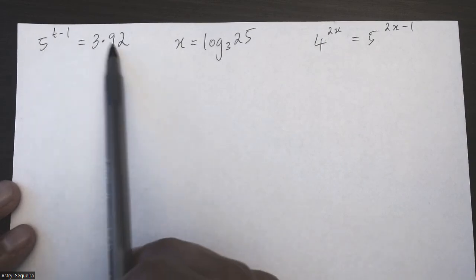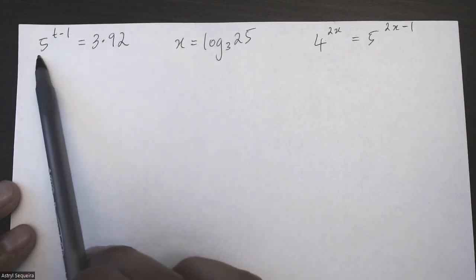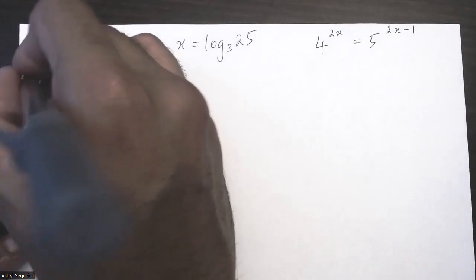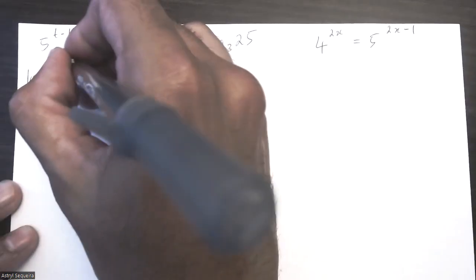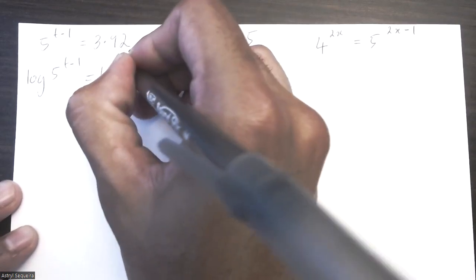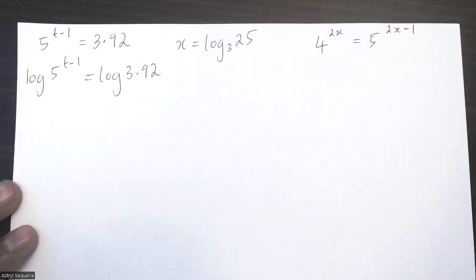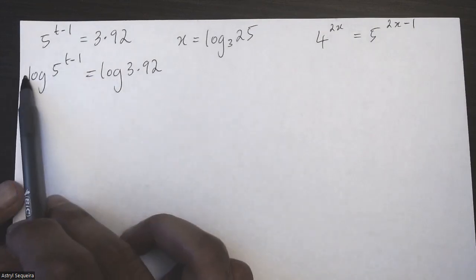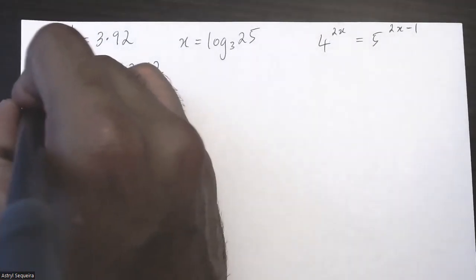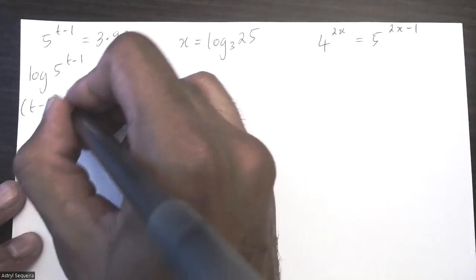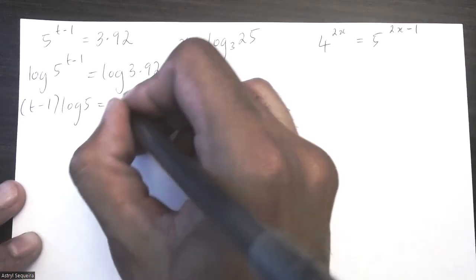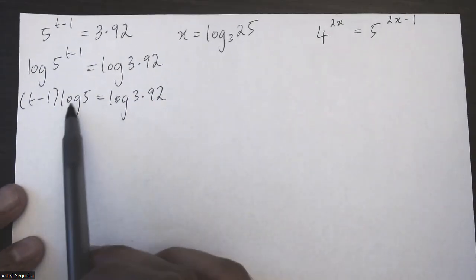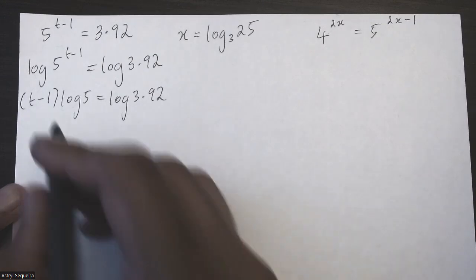If I look at this first question, it's impossible for me to make these two bases the same. So I want to use my rules of logs to solve these equations. I'm going to start by doing the log of both sides. Once I do the log of both sides, I want to bring my base down using the rules of logs. So I have t minus 1 times log of 5 equals log of 3.92. And then I want to divide both sides by log 5.